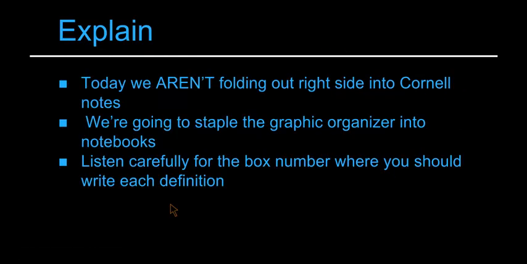All right. So today, like I just explained, we are not going to use Cornell notes. We're actually going to staple in the graphic organizer that you're going to be taking your notes on. It's going to save us time. Instead of writing out a bunch of different definitions, we're just going to use this graphic organizer. So you need to be listening carefully for the box number. Each box is numbered, as you can see on your graphic organizer, where you should write each definition. What you need to write down will be in green.